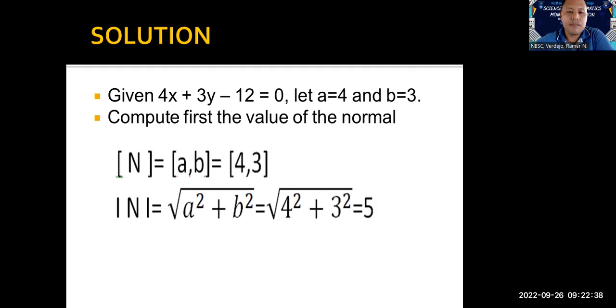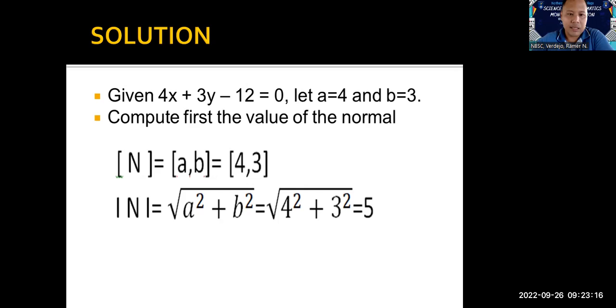Right. So the one that I presented to you, the red line, the equation for that solid line is 4x plus 3y minus 12 equals 0. So to get the coordinates of the normal, we consider the coefficients attached to the variables x and y. So a here is equal to 4. That is the numerical coefficient attached to the variable x. And we have here b equals 3. This numerical coefficient is attached to the variable y.